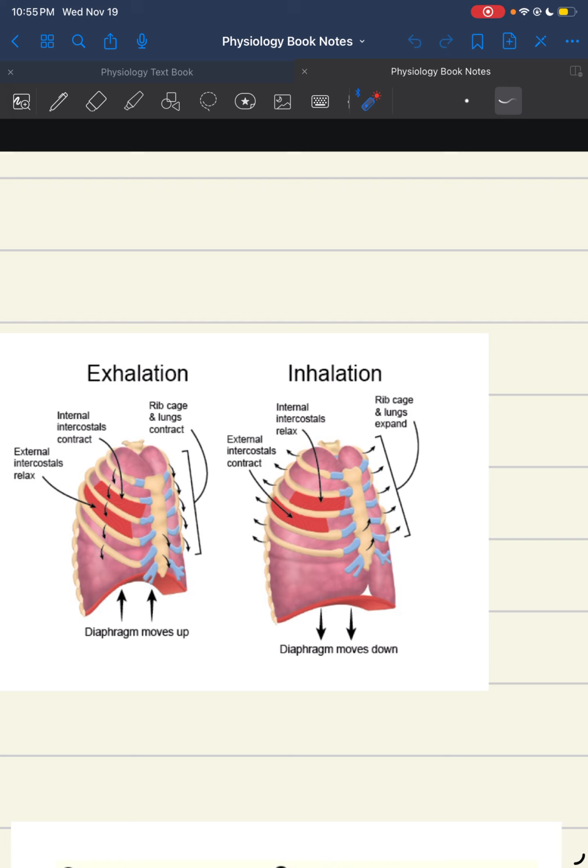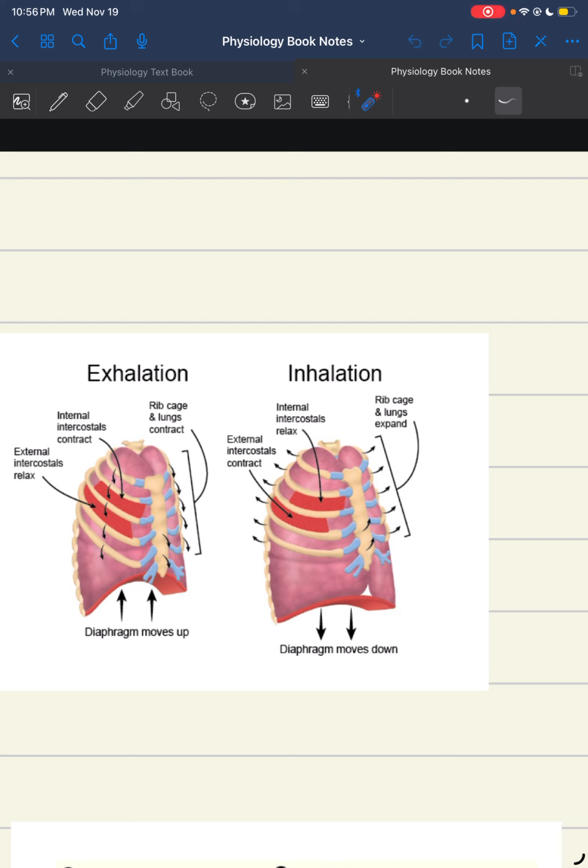There are also several pressures that make ventilation possible: atmospheric pressure, alveolar pressure, the interpleural pressure, and the transpulmonary pressure.